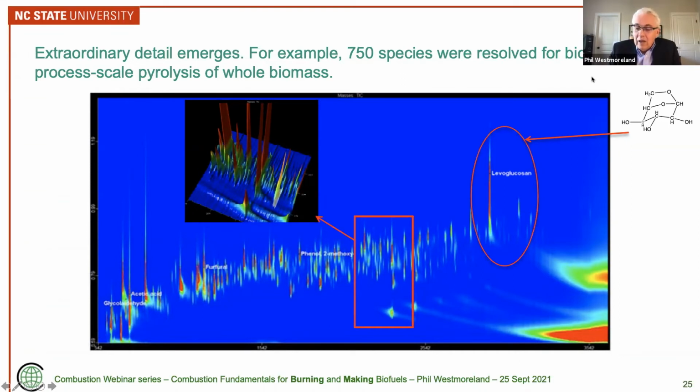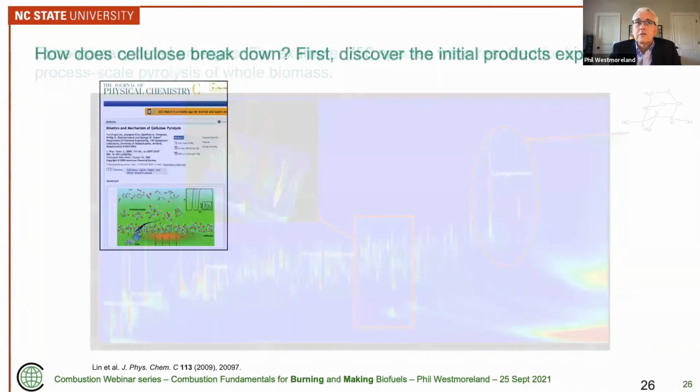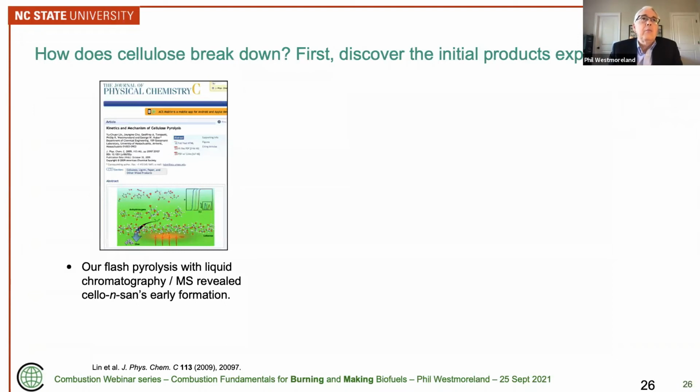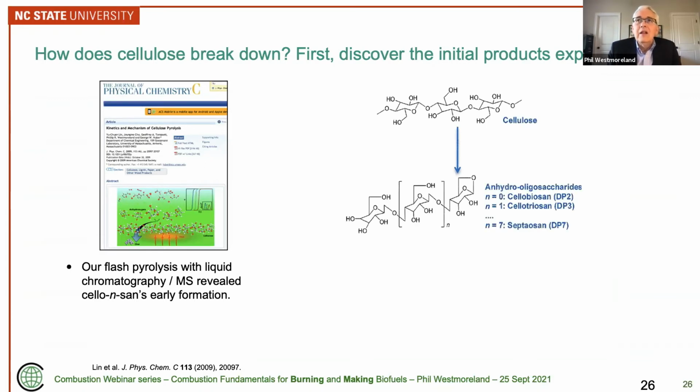So how can we tease out how cellulose breaks down? First thing is not to use the whole biomass, although at the end to put it back together. Let's just do it on cellulose. And in this 2009 paper that George Huber and I did, we were able to do the flash pyrolysis and do separations with liquid chromatography mass spec and find out that this levoglucosan appears first at the end of a strand of cellulose, that is a cellobiosan. Let me show that. It's easier to show what it means.